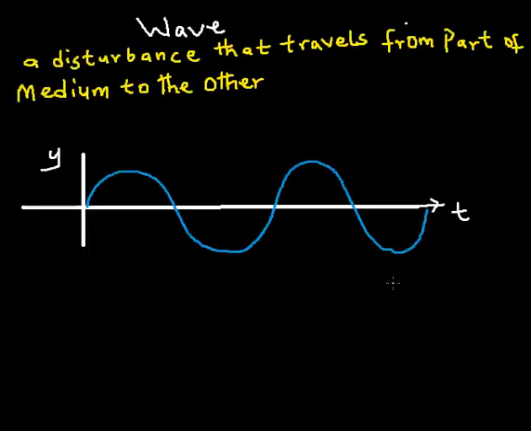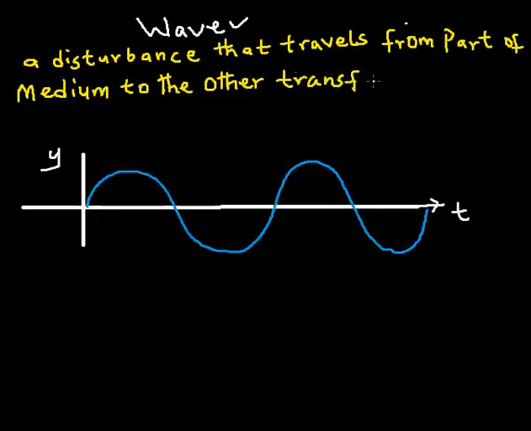Hello. All right. The topic before us is wave. So what's a wave? Now, a wave is defined as a disturbance that travels from one part of a medium to another. Then what does it do? It actually transfers energy. Transferring energy.